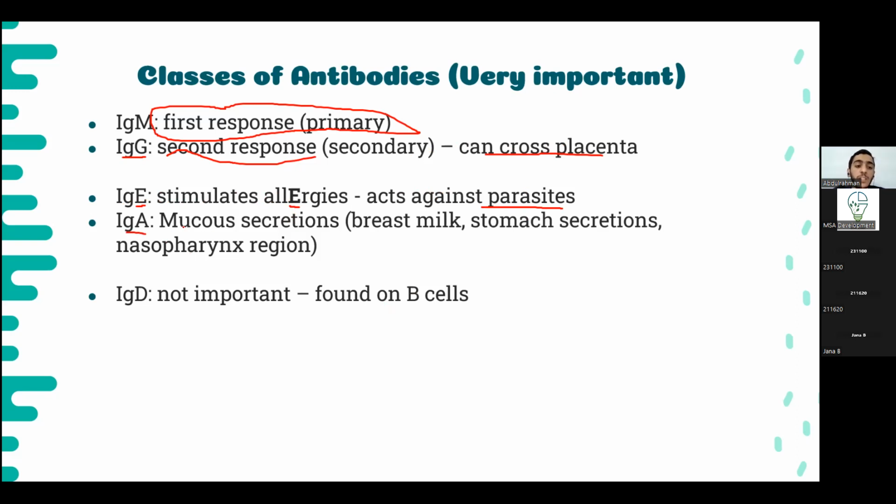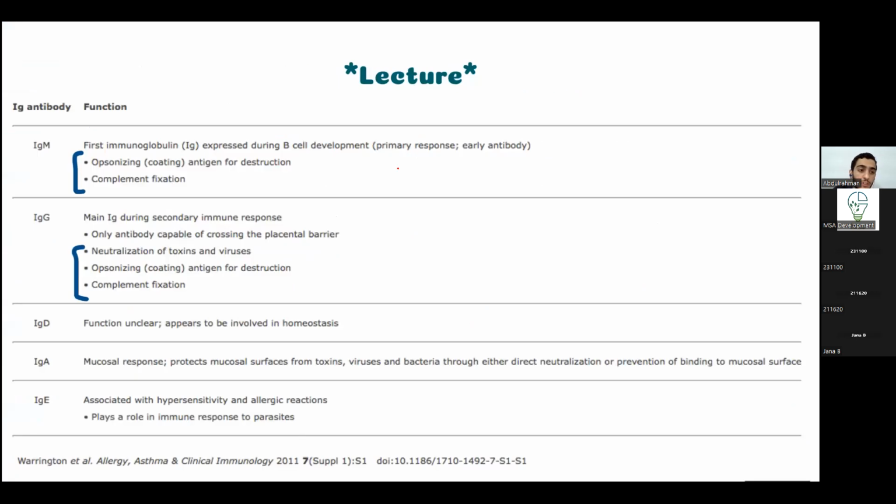IgAs are found in any mucosal secretions. So in breast milk, in stomach secretions, in the nasopharynx region, in any epithelial region where there is mucus, you're going to have IgAs. And then the last one, IgD, is not really important, as I told you. It's just found there to indicate maturation, but you don't really need to care about it anymore. Just focus on these four: IgG, M, E, and A. You really need to know the function of each because a lot of the questions are going to be about a specific, one-line word to give you the function.